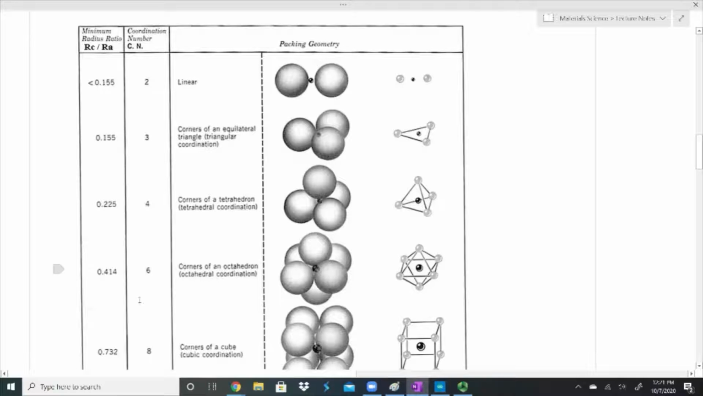Now what the coordination number is really saying is how many nearest neighbors of opposite charge it has. So if it falls between the range of 0.414 and 0.732, it's going to have 6 nearest neighbors of an opposite charge, and it's going to form an octahedral type pattern. And so this is what it would end up looking like. And then of course I could repeat this over and over again like we do with our other crystal structures.